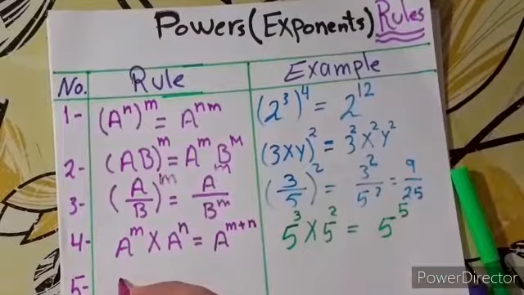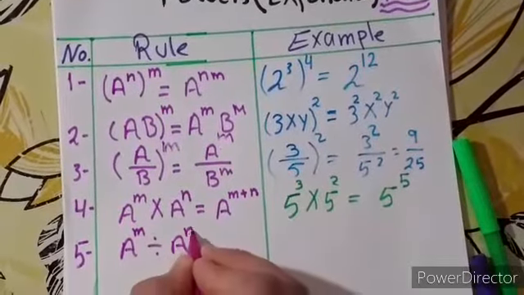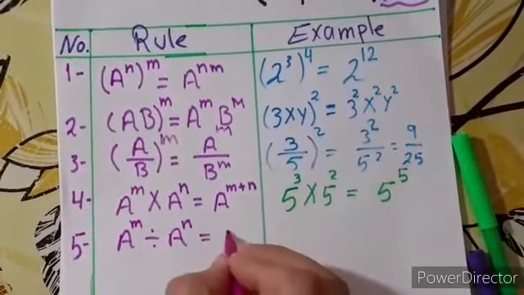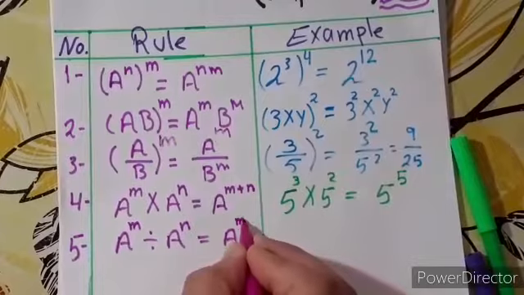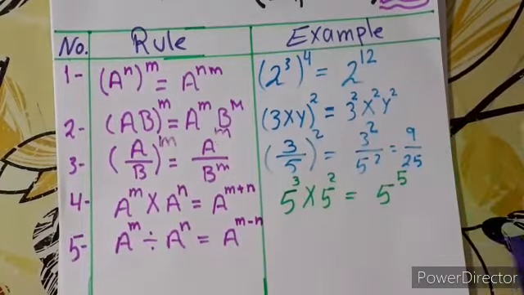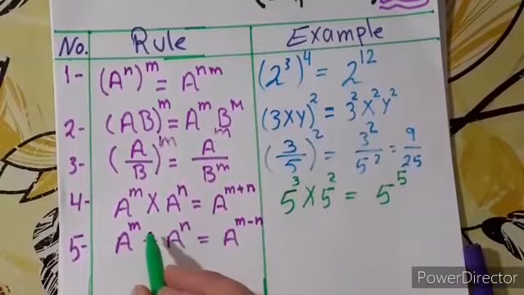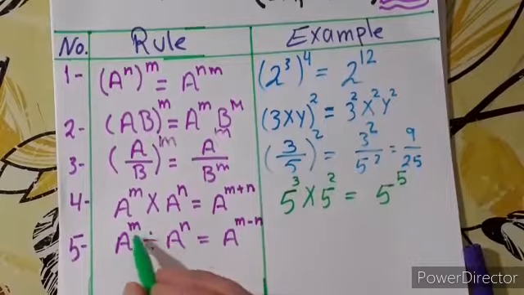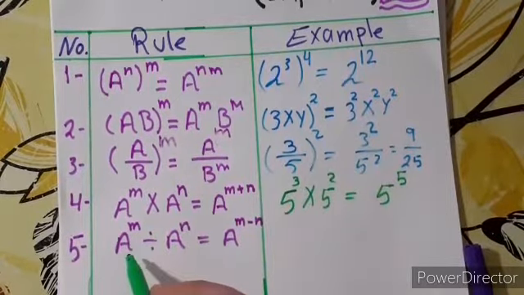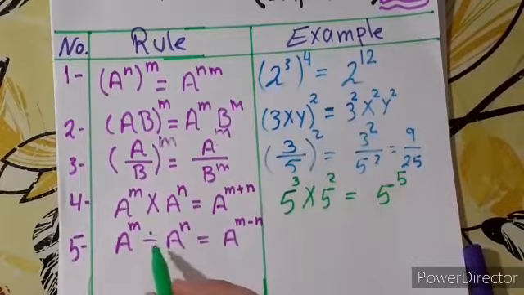Number 5. If we have the same base but we have division, A power m divided by A power n equals A power m minus n. We can say we subtract the two powers in the case of division. But if we have the same base, we can subtract the two powers.